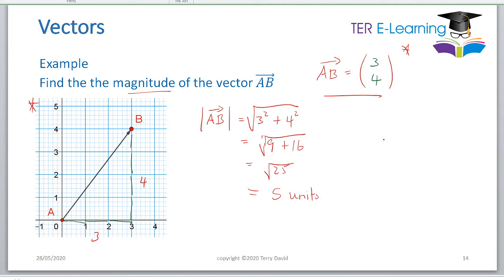So let me ask you something. Let's say I have a vector CD, and it is equal to, let's say, 6 and 8. So if I have a vector CD and the vector is 6, 8, I want you all to calculate for me what is the magnitude of the vector CD, right? What is the magnitude of the vector CD?